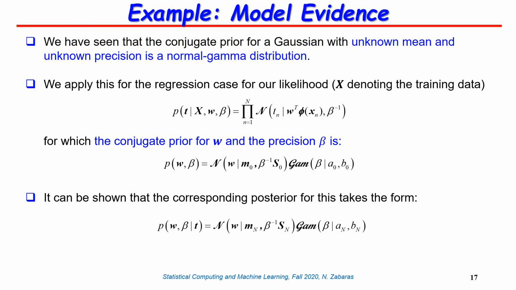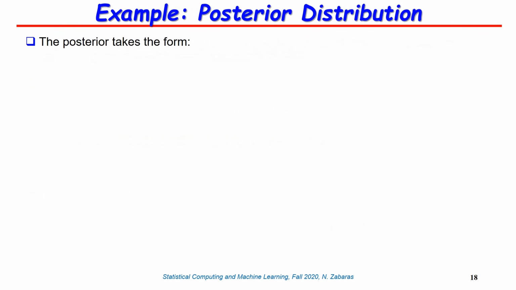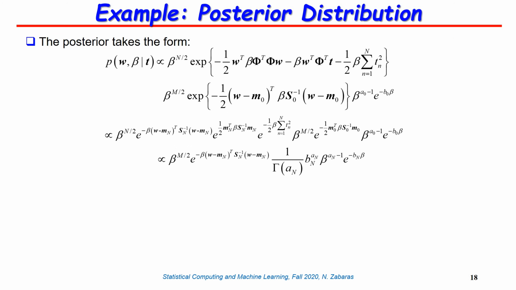And you can show that the posterior of W and beta is also given by a normal gamma distribution. How do you actually solve this? Again, I strongly advise you to go through the algebra. You multiply the likelihood for n data points.